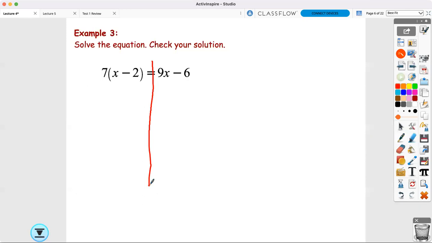So, what's the property on the left-hand side that you notice, guys? That's 7 in parentheses. Is it the distributive property? Yeah, the distributive property. We're going to draw an arrow from the 7 to the x and a 7 to the -2. And we're going to multiply. 7 times x is 7x. 7 times -2 is -14. Bring down the 9x minus 6 because they're not like terms, so there's nothing to simplify further.